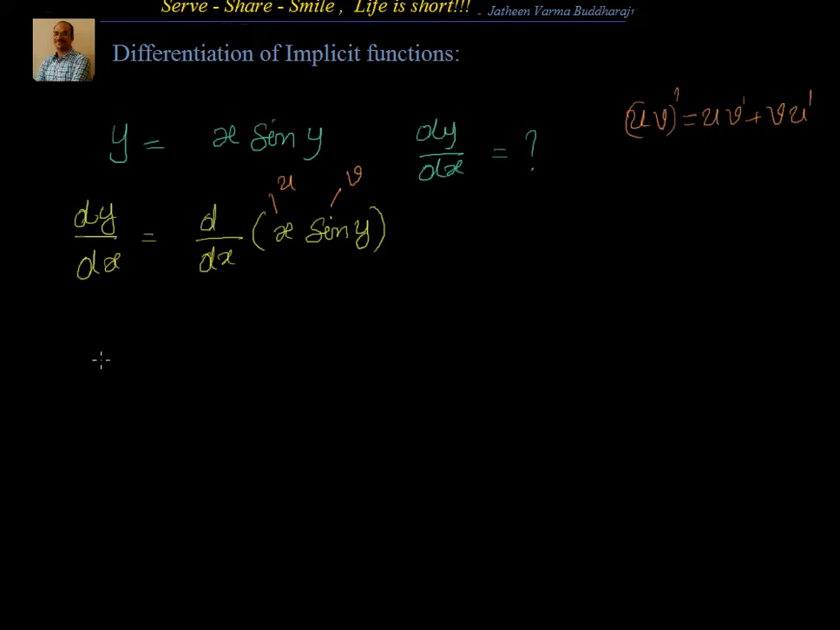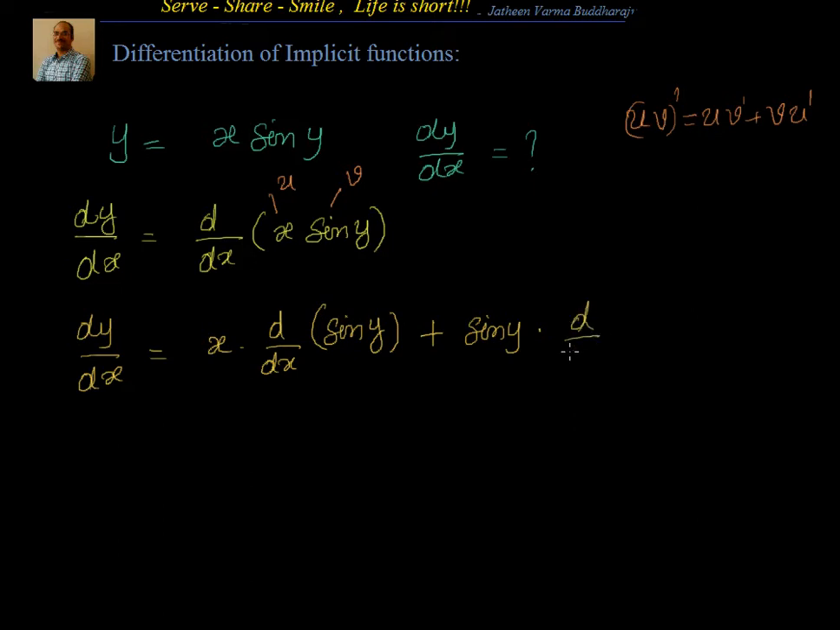So let's go to the next step. When you differentiate on both sides, dy by dx will remain as dy by dx only, is equal to d by dx of uv, so that is u, which is x, into v dash, the derivative of sin y, that is d by dx of sin y, plus sin y, that is v, into u dash, d by dx of x, which will give us dy by dx equal to x into d by dx of sin y. Derivative of sin y is cos y.